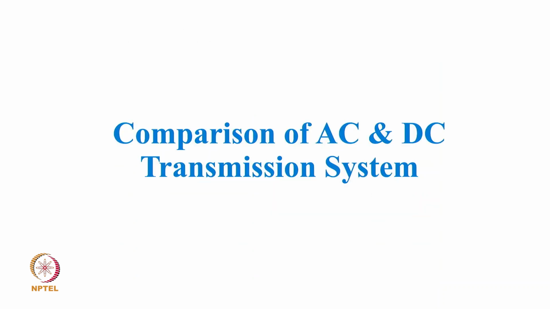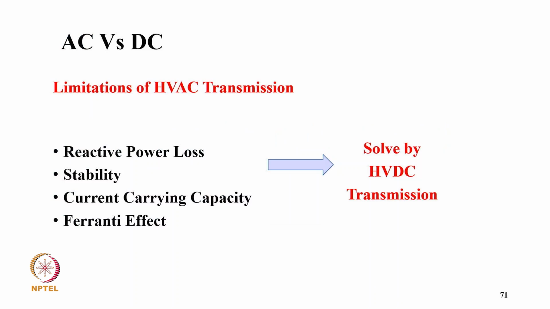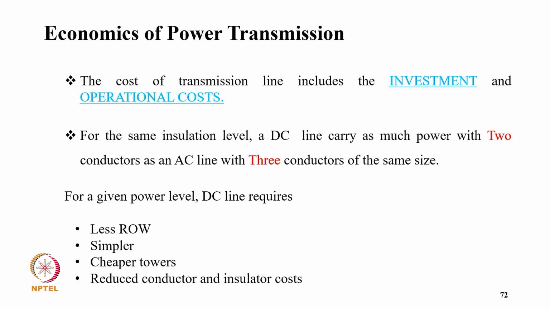Now coming to comparison of AC and DC transmission system. So AC versus DC system: limitations of HVAC system are reactive power loss, stability, current carrying capacity, and Ferranti effect. To solve these problems, HVDC transmission system appeared. And economics of power transmission: the cost of transmission line includes the investment and the operational cost. For the same insulation level, a DC line carries a much larger power with 2 conductors than an AC line with 3 conductors of the same size.